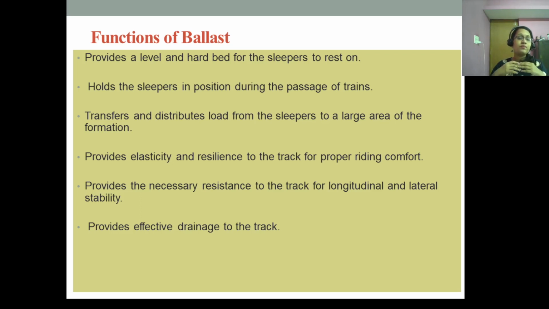It would also provide a well-drained foundation immediately below the sleepers and helps to protect the top surface of the formation. So it provides a level and hard bed for the sleepers to rest on, and the ballast will provide the necessary resistance to the track for longitudinal and lateral stability.